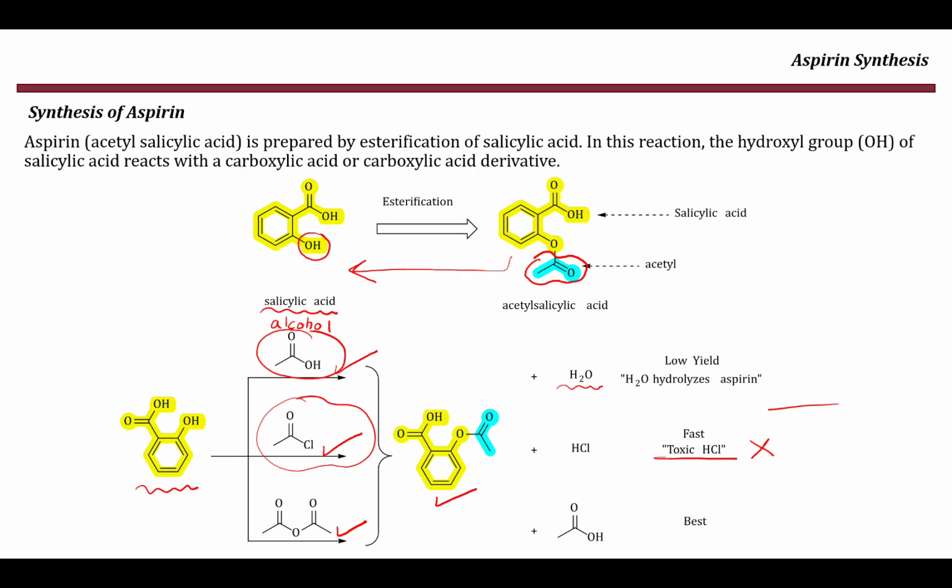The best option is to use an acid anhydride, which is acetic anhydride, because in this case the reaction is faster than using acids but slower than using acetyl chloride, so it's somehow controllable. And also the byproduct is acetic acid, which doesn't cause any problem regarding the yield. So in this experiment, we will be using salicylic acid and acetic anhydride to make acetyl salicylic acid or aspirin.